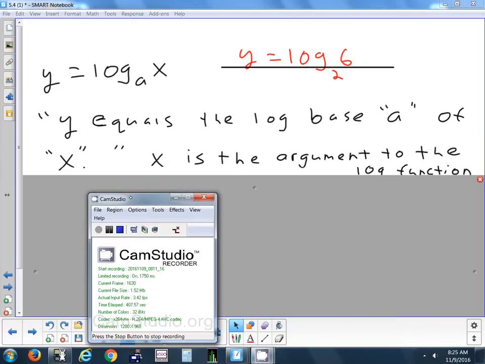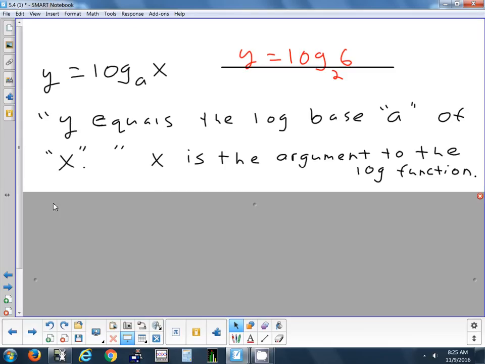All right, so we just talked about how to pronounce that. And this part right here, this thing that I just circled, that's called the argument. All functions have arguments. It's just the thing you plug into it. So for example, if I put here the square root of 3x, 3x is the argument to the square root function. In this problem, 6 is the argument to the log function. It's the thing I'm taking the log of.